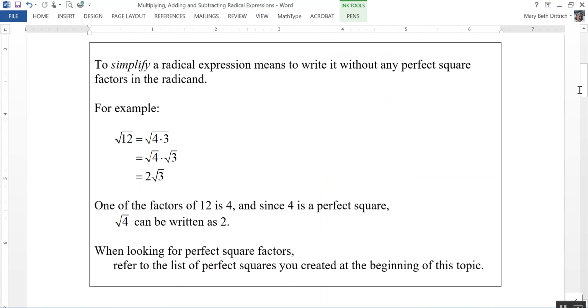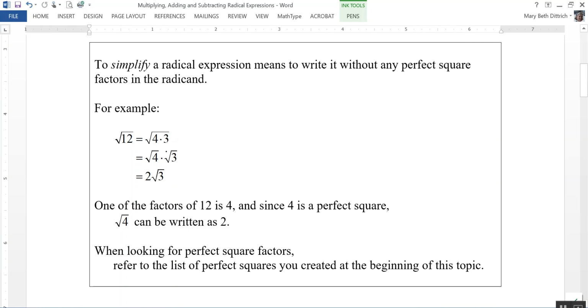To simplify a radical expression means to write it without any perfect square factors in the radicand. For example, let's simplify the square root of 12. Since 12 is 4 times 3, I can write the square root of 12 as the square root of 4 times 3. Notice that 4 is a perfect square because 4 is 2 times 2.